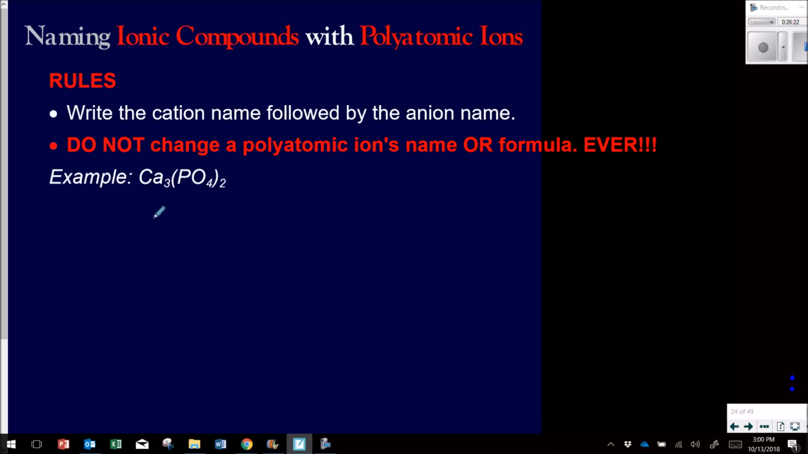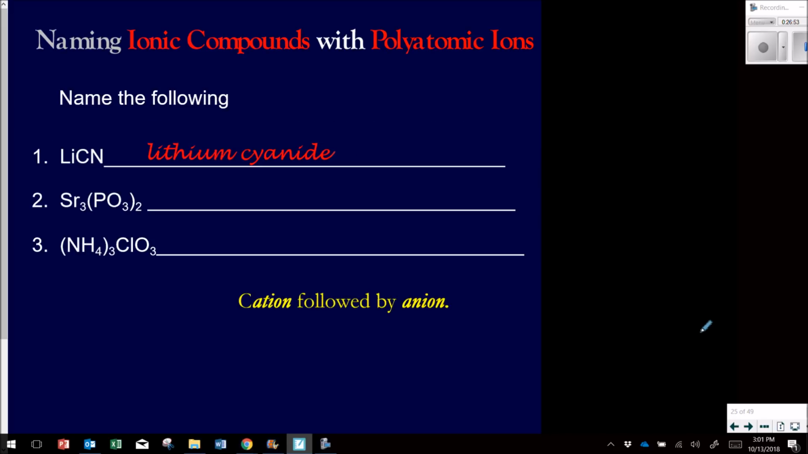Ca is calcium, so I just write calcium. PO4 is phosphate, so I just write phosphate. Again, like before, it doesn't matter that there were 3 calciums and 2 phosphates. I just write calcium phosphate, and this is my final name. Let's practice a couple more.